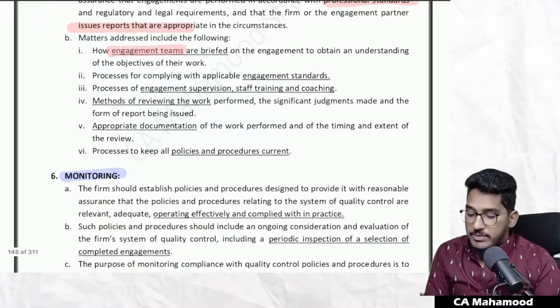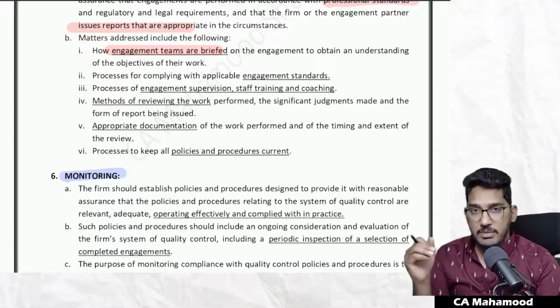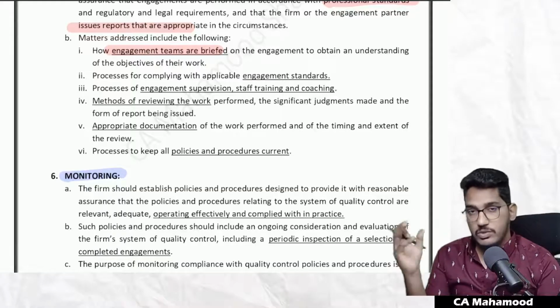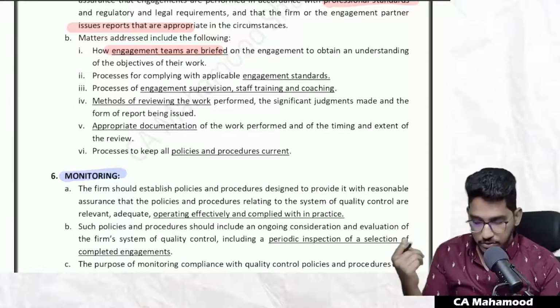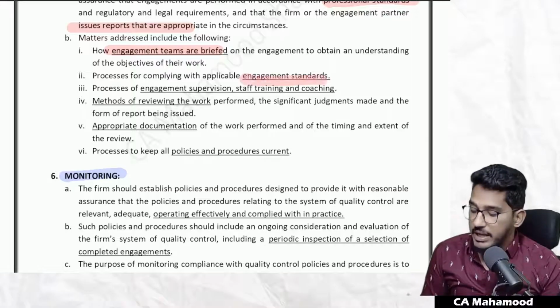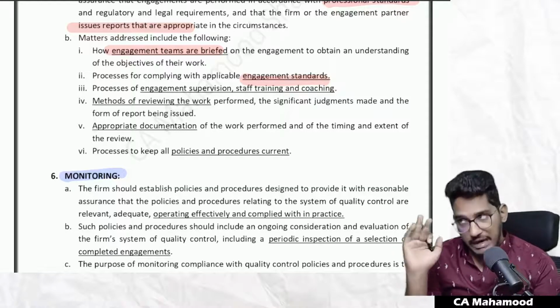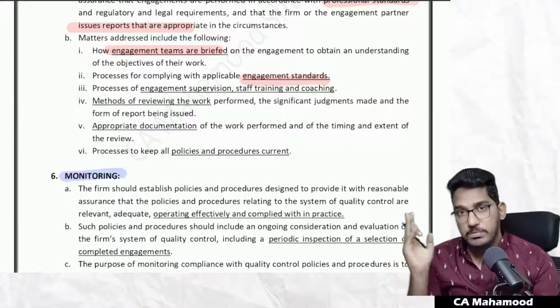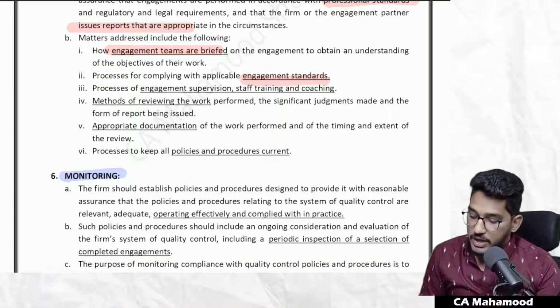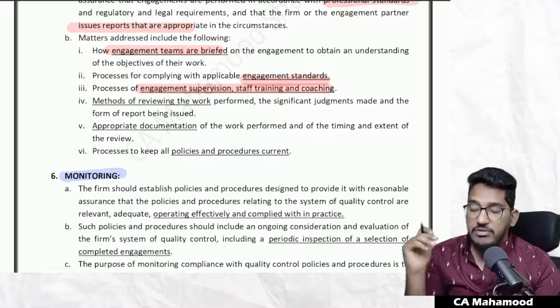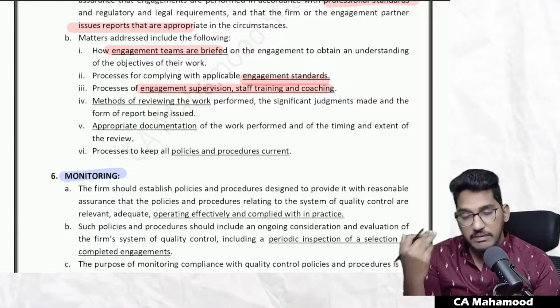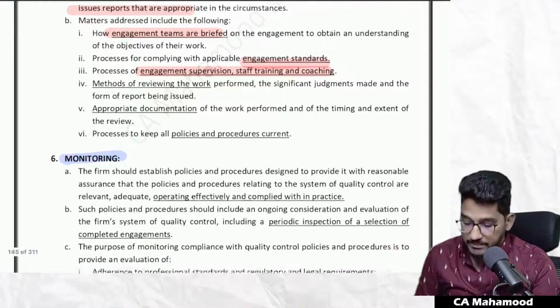Number one, how engagement teams are briefed. As I have told, being an engagement partner, you should brief your engagement team members on what this work is, what we are supposed to do, where we need to focus. Processes for complying with engagement standards. Don't just tell them you have to comply with standards. Tell them what process they have to follow to comply with the standards. Process of engagement supervision, staff training, coaching. To do the work effectively, give them proper supervision, direct them, monitor them.